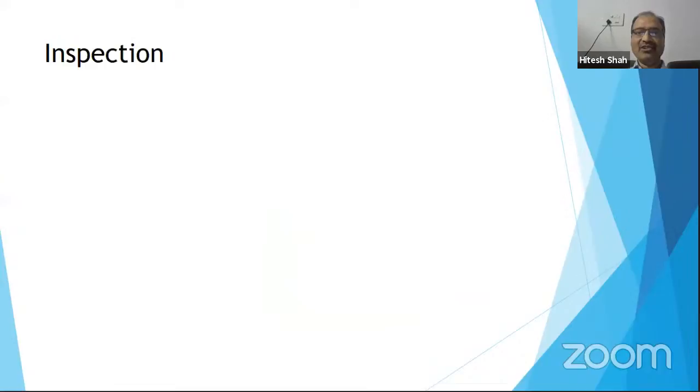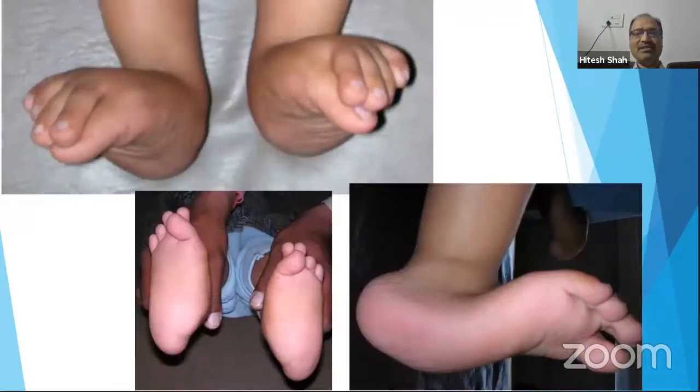So we'll have the case scenario. This is a child presenting at 1.5 years of age following a delivery, with the deformity since birth. Any of the postgraduates can describe what they can see, from the front, the sole, and the side views of the same child.